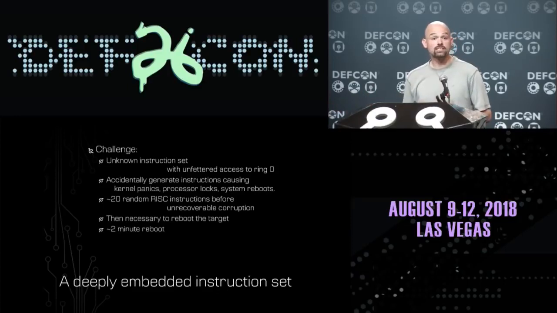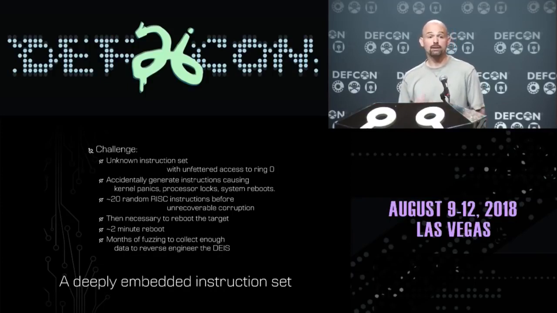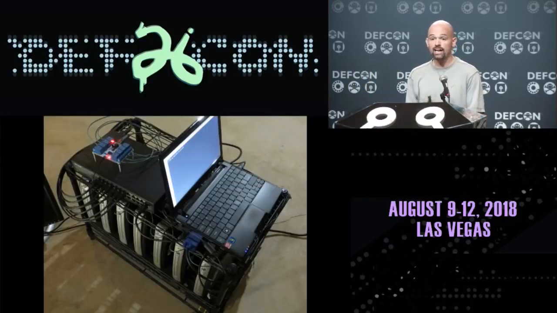So even after optimization, it took about 2 minutes for one of these systems to boot. So some more rough approximations kind of indicated it was going to take months and months of fuzzing in order to gather enough data in order to reverse engineer this instruction set. So I expanded my initial setup. Instead of fuzzing one target system, I bought as many systems as I could on eBay. It turned out to be 7 of these thin clients, and I hooked them all up.